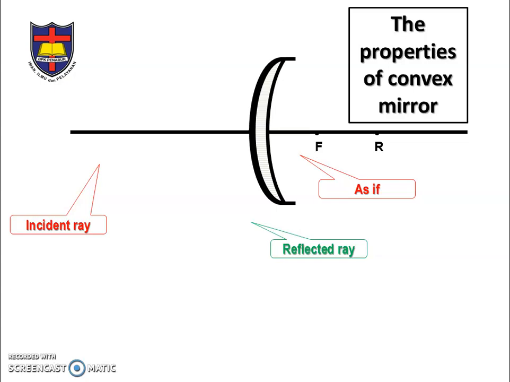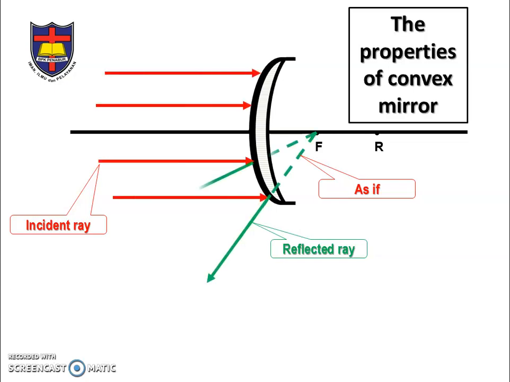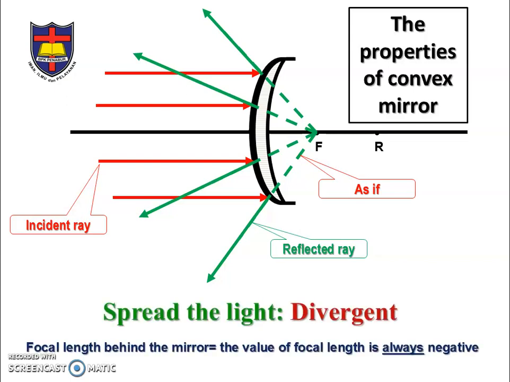The properties of a convex mirror are these. The incident ray in the convex mirror will always be reflected as if through a focal point. Thus, the reflected light will be scattered or spread out. This is called divergent light. You will notice that the focal point of a convex mirror is located behind the mirror, so the value of the focal length is always negative.